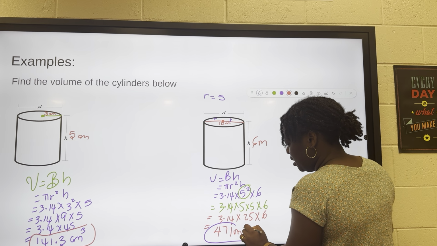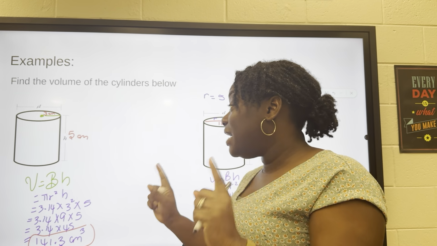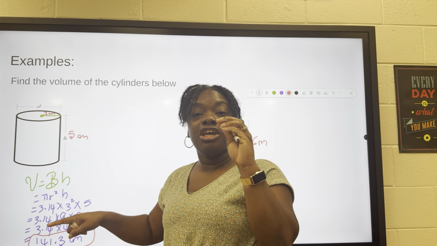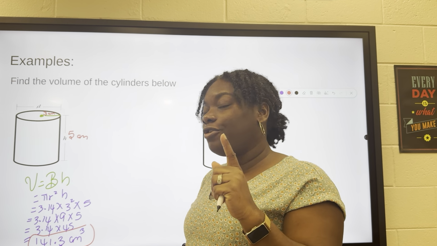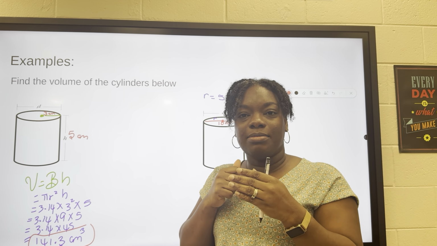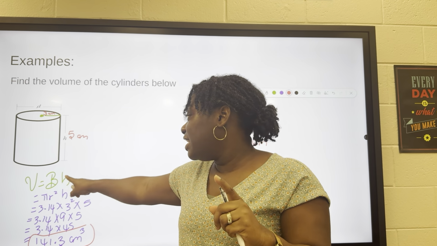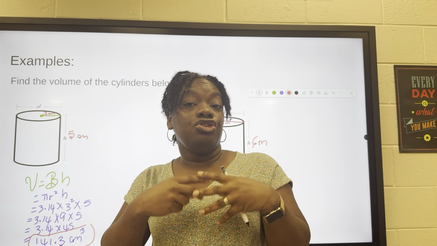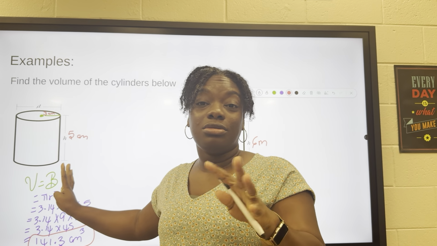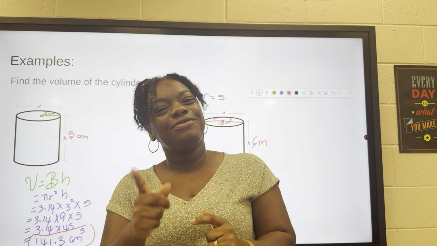So that's meters cubed. Now I hope this has helped you. Remember, the basic formula is V equals BH, and your B represents whatever the base of your prism is. So whatever shape the prism has, remember that B represents the area of that shape. You can use this principle to find the volume of any prism at all.